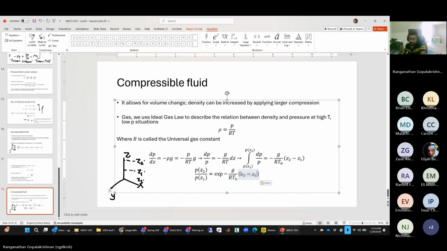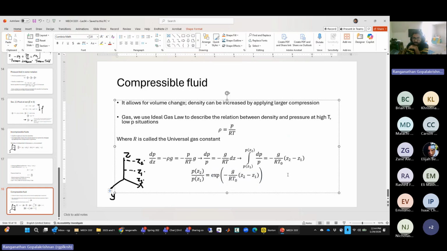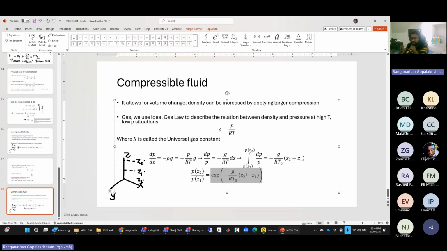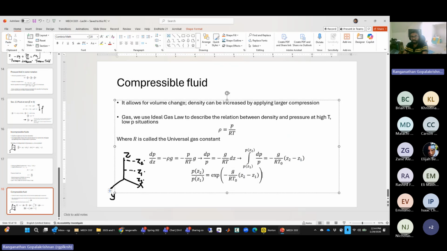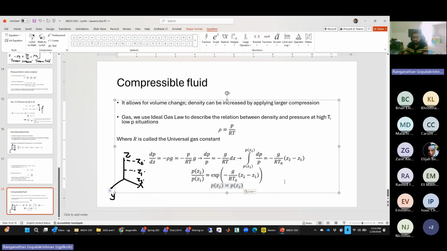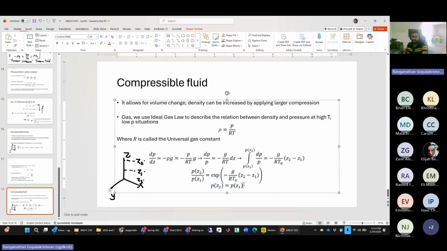I wrote that just to save time, but tell me if that makes sense, because all I did was integrate dP over P, where I get the natural log of P, and I turned the natural log to the other side to convert it into an exponential function. So P2, the pressure at Z2, over the pressure at Z1 is equal to an exponential function of the height difference, or I can write P2 is P1 times an exponential function.